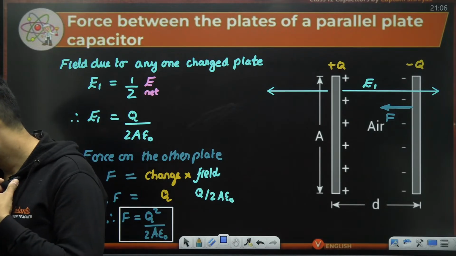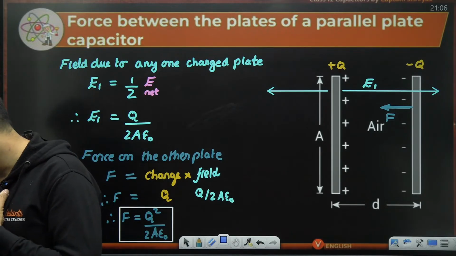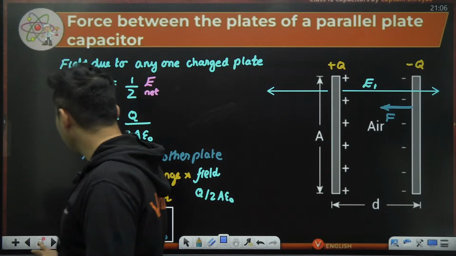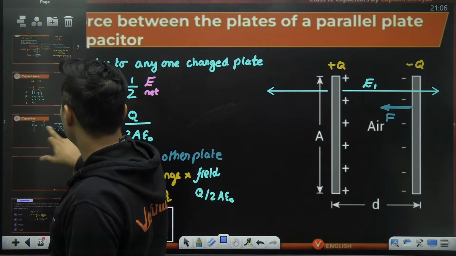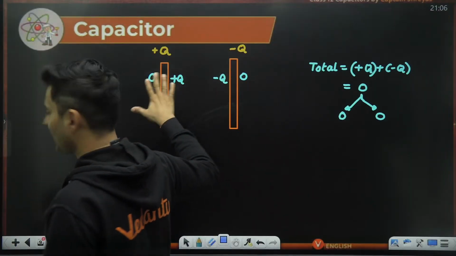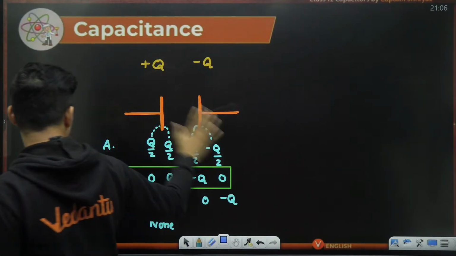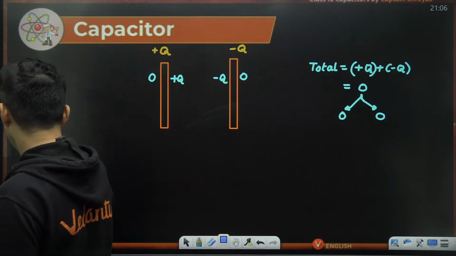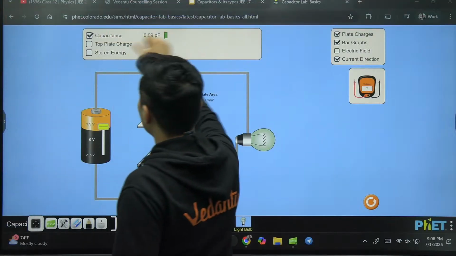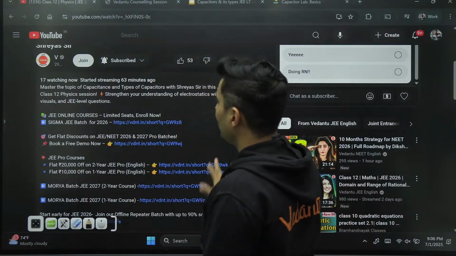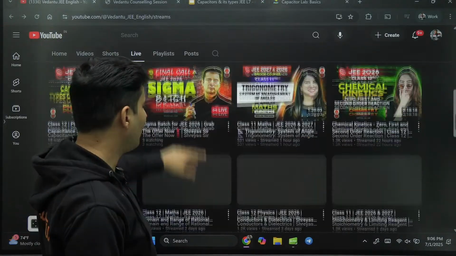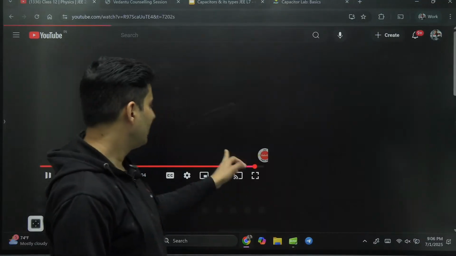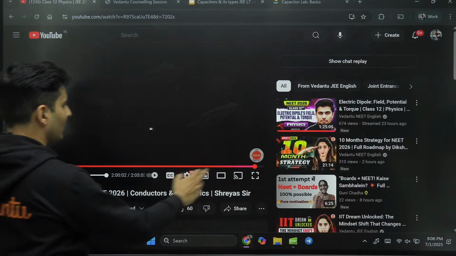Is that clear? Why is there no charge on the outer surface of the plate? Guys, I think you missed the starting part of the class. I have just explained this. We have done this kind of questions at the starting part of the lecture. Just rewind it back and also pay a visit to this particular lecture, which we have done a few days back. We have done these charge distributions in this lecture. Just check this out.